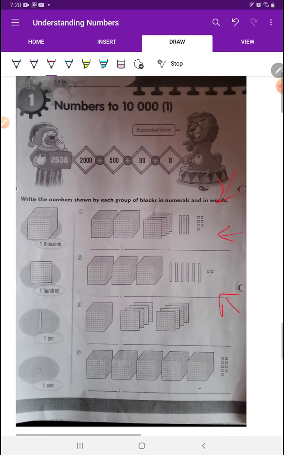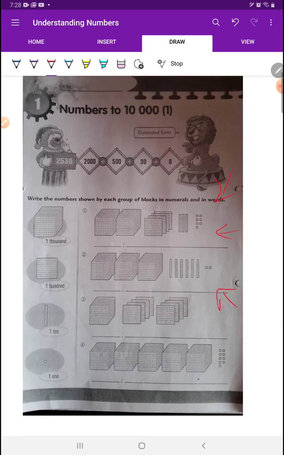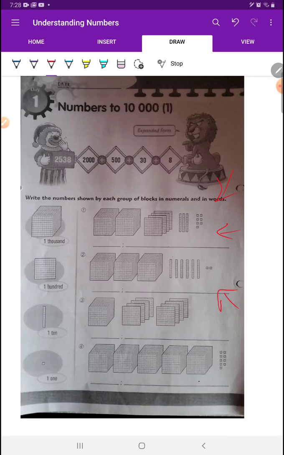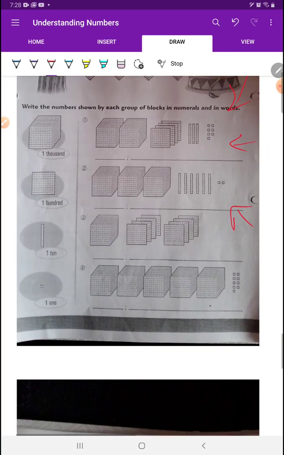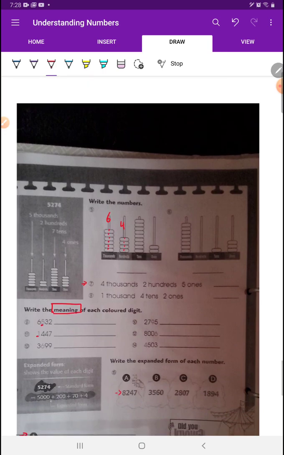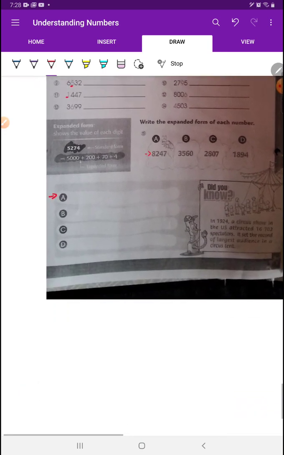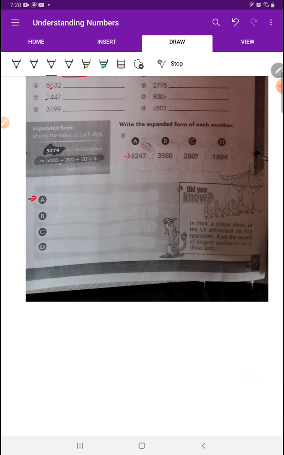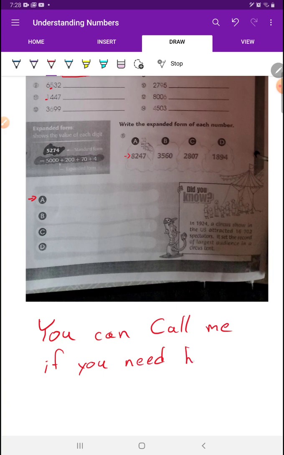So grade 4s, you're doing day 1 of the work that we sent home for you. All right, make sure you get it done. It is due tomorrow morning, first thing, not later on in the day, first thing. I expect it handed in on Google Classroom. And I expect you guys to immediately get started on this worksheet after you're done watching the video. And remember, you can call me if you need help.